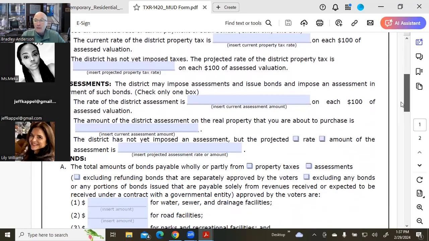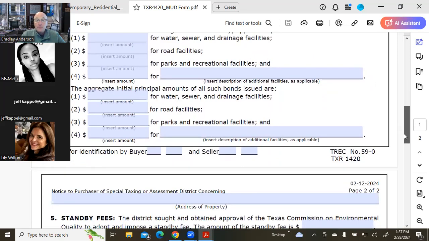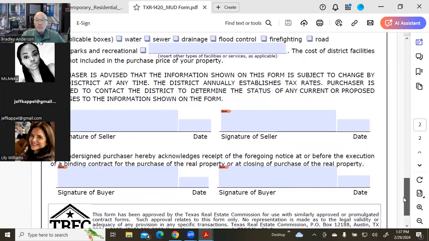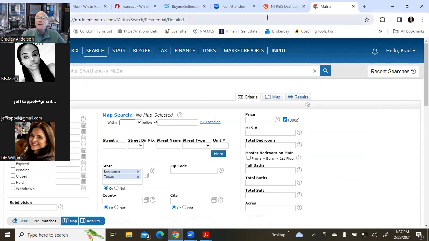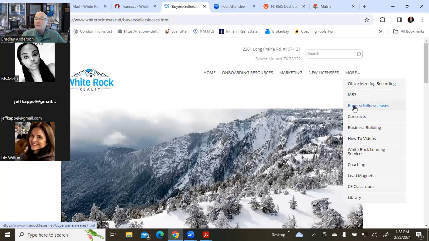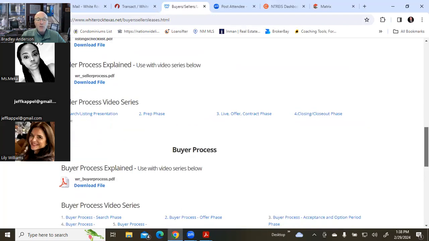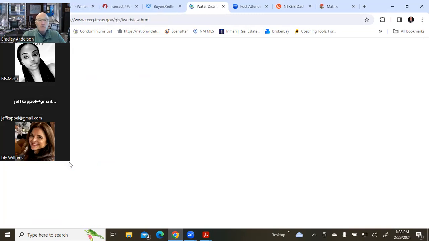Now, this is different than the property improvement district that's already formed for that. Okay, but if the seller knows all this stuff, this is what you do. All right, now, I also want to let you know that on our website, under the tab Buyers, Sellers, Leases, if you scroll all the way down to the bottom, there's a bunch of links called Helpful Links for Buyers. One of which is the MUD lookup tool.